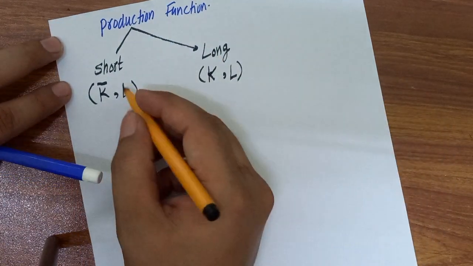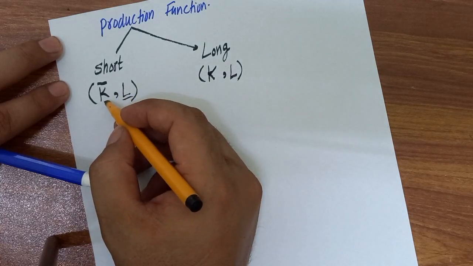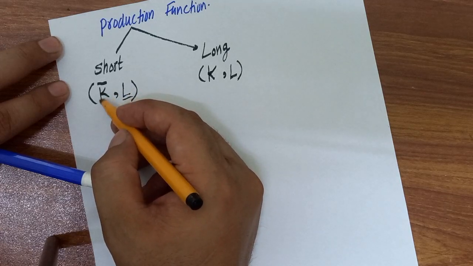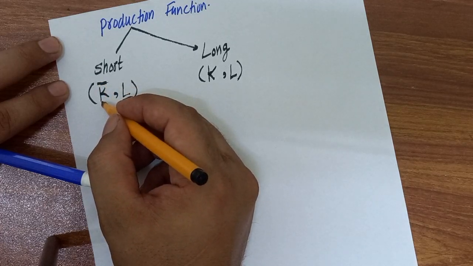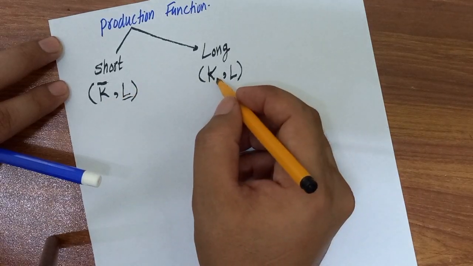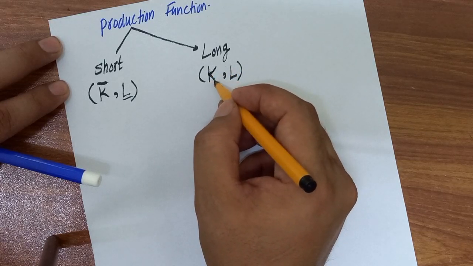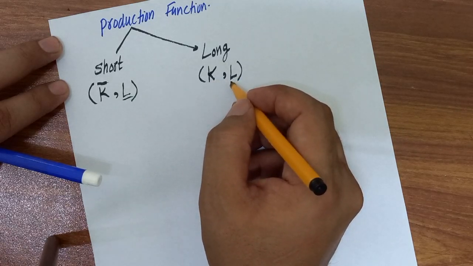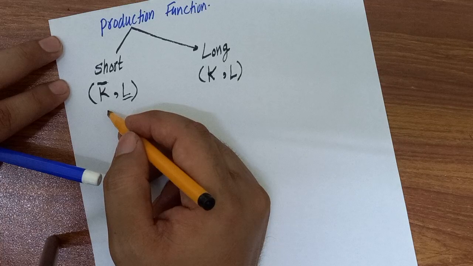In short term we have only one variable that is changing and the capital is constant. So we are increasing the labor and we are not increasing the capital. When we have the bar on the K, it means that the K is constant. So here we have only one variable, and in long term we have two variables. Here the K is also changing, I mean the capital is also changing, and the number of labor is also changing. But in short term only labor is changing but the capital is not changing.